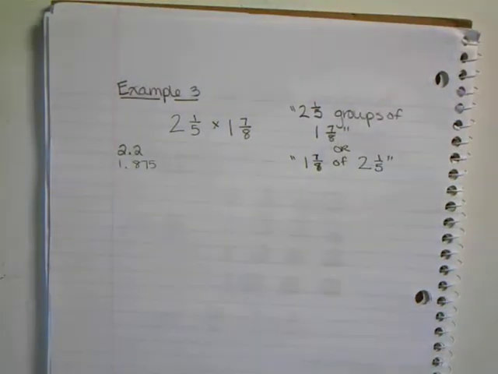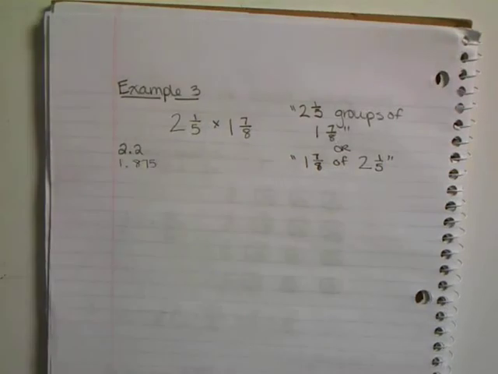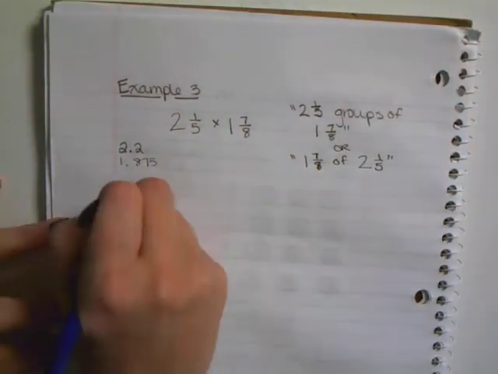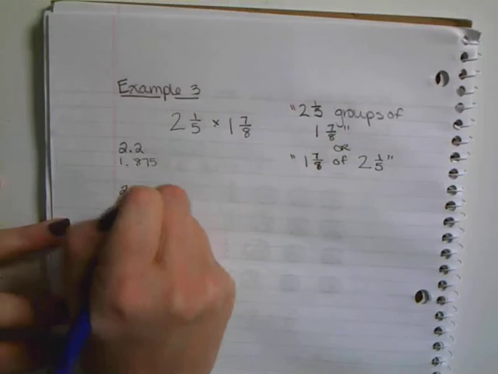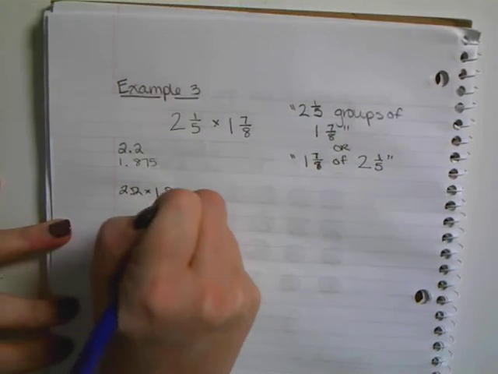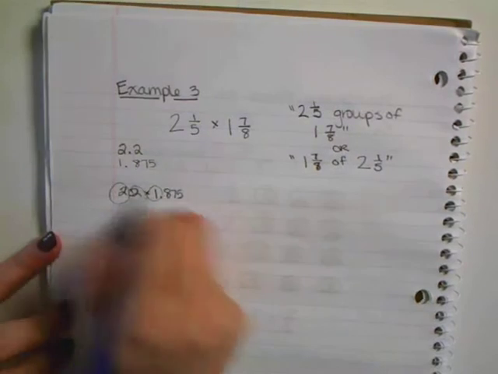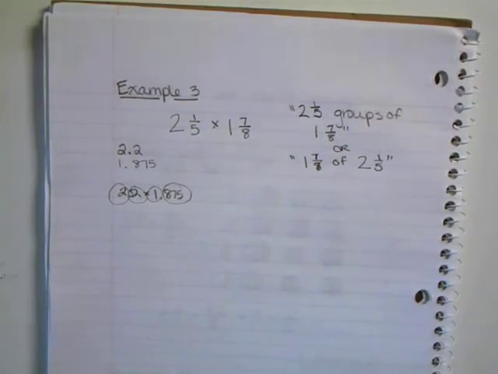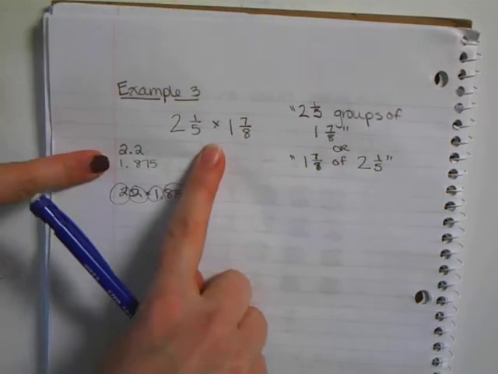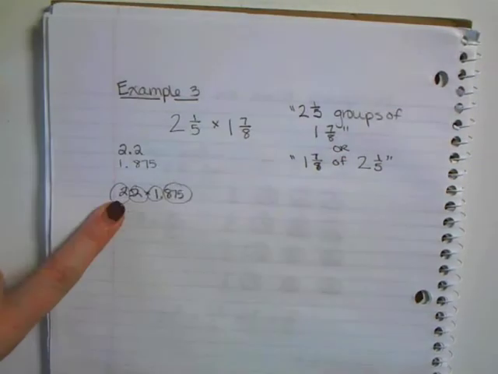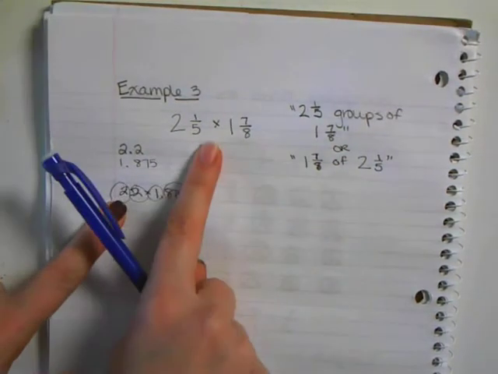But if I were multiplying these two numbers, if I was doing 2 times 2 and 2/10 times 1 and 875/1000, would you tell me that I'm going to do 2 times 1 and then 0.2 times 0.875? No. But aren't these numbers equivalent to those numbers? Yes. So if you wouldn't break up this, why are you breaking up this?